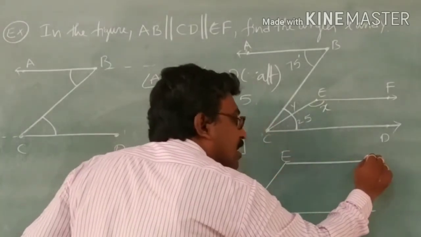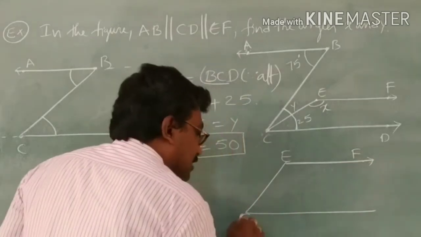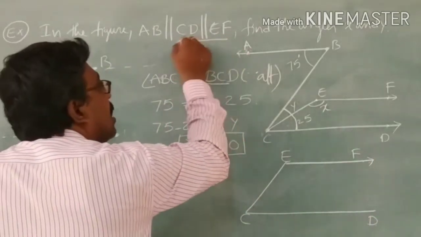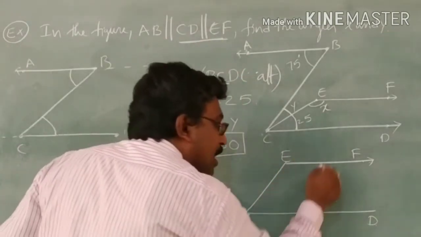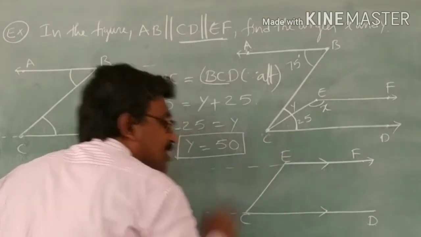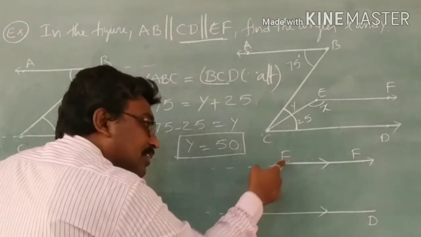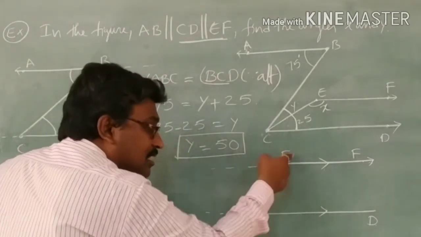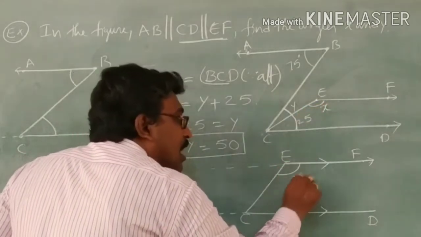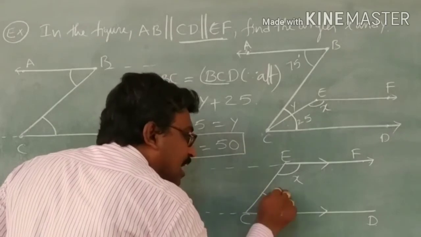Okay, this is E and this is F, this is C, this is D. Here E gave CD parallel to EF, CD parallel to EF. If I extend like this, then these two lines are parallel. Then this is a transversal, and this is X, and this is 25, which is there in the question.